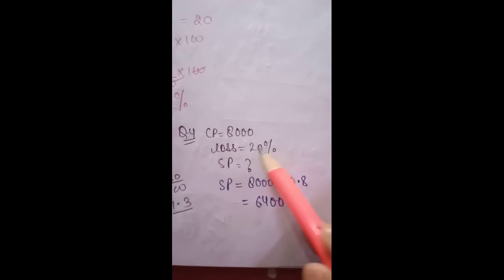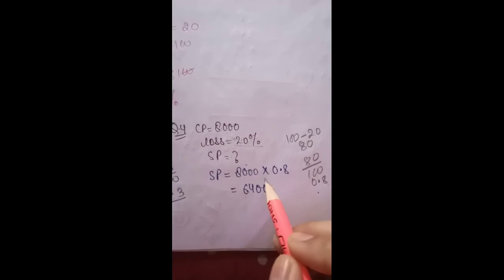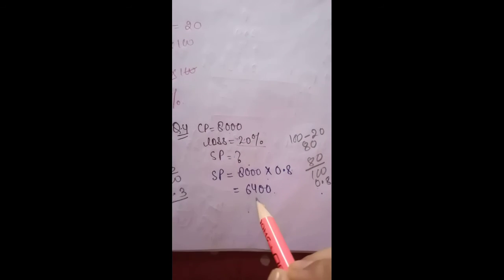Similarly, if the question is cost price is 8,000 and the loss is 20%, and we have to calculate the selling price, we have a loss here. This means we have 100 minus 20 here. So we get 80. So 80 upon 100 is 0.8. This is the multiplication factor here. So 8,000 into the multiplication factor, we get a selling price of 6,400.